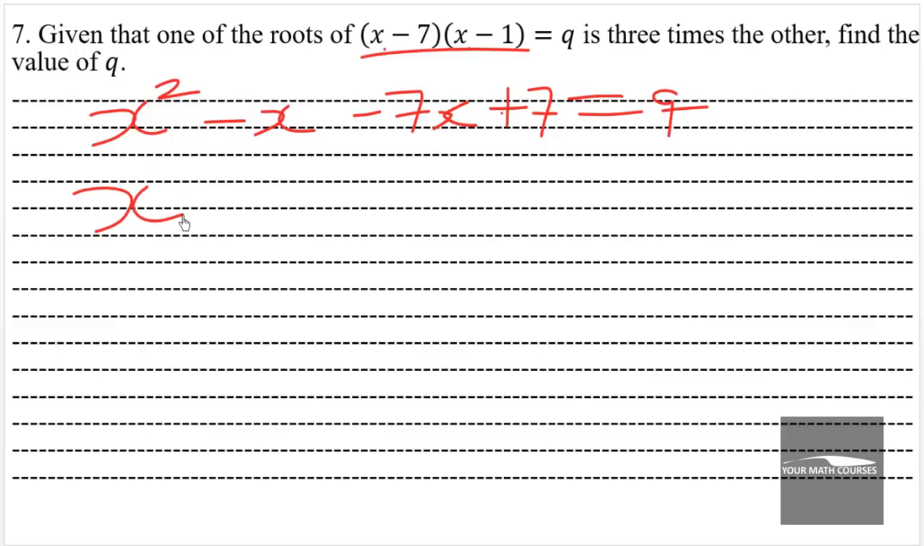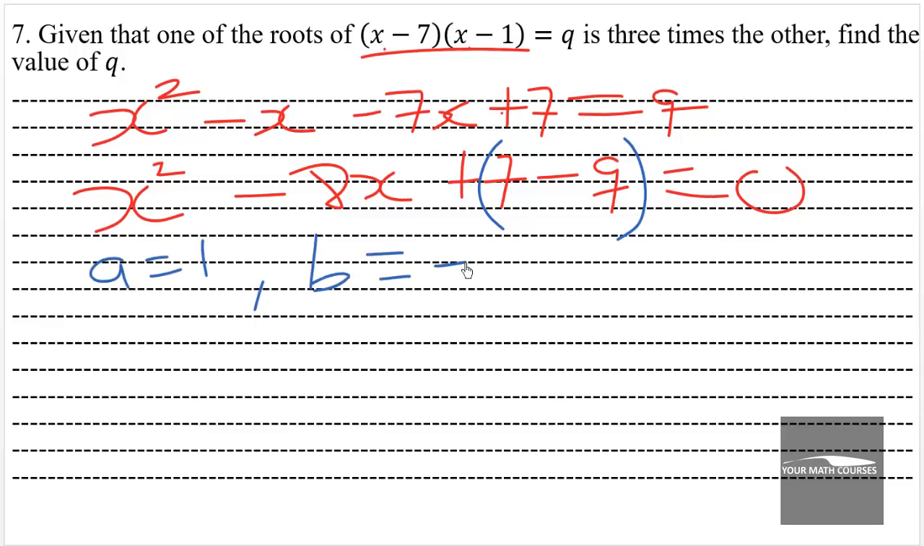So we have x squared minus 8x plus 7 minus q is equal to 0. So we have this as our c, and we have our a to be equal to 1, we have our b to be equal to negative 8, and we have our c to be equal to 7 minus q.